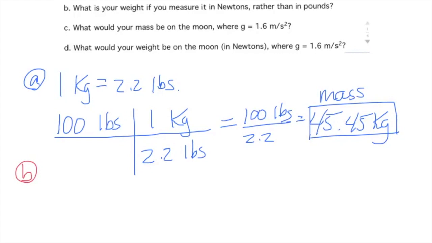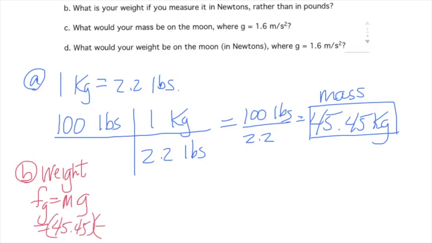Well, I know that weight can be written this way. Force due to gravity is mass times gravity. So I'm going to go ahead and take 45.45 times gravity here on Earth, negative 9.8 meters per second squared. And I'm going to just leave this as an absolute value and say that my weight in newtons, if I am 100 pounds, here on the planet Earth, is 445 newtons.